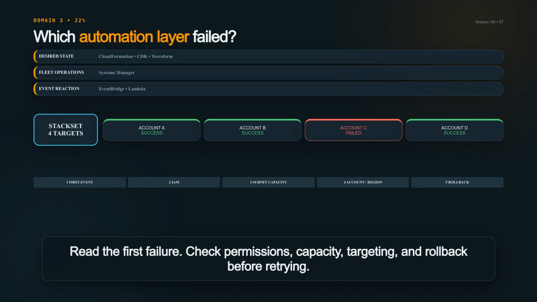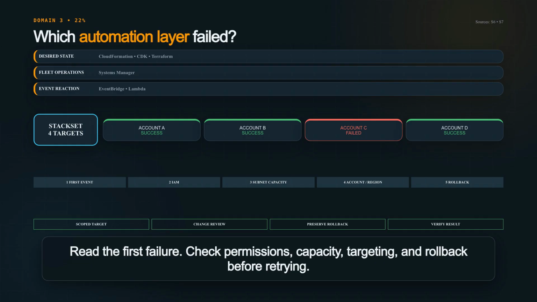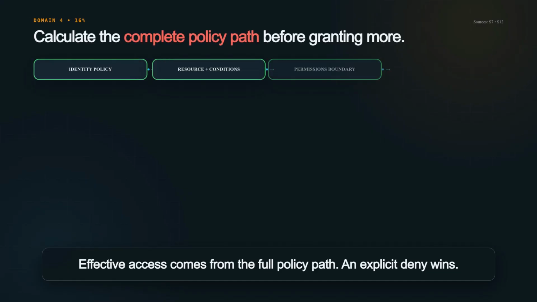If a stack set succeeds everywhere except one account, do not redeploy blindly. Read the CloudFormation events, then check IAM permissions, subnet capacity, account and region targeting, and rollback state. Study tip: practice diagnosing a failed stack from the first error outward, and review changes, scope targets, preserve rollback, and verify the result.